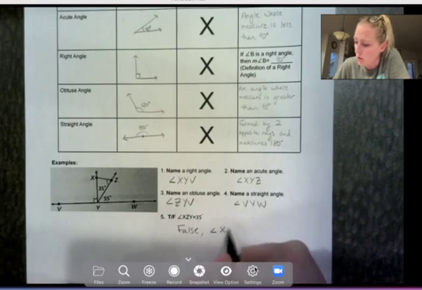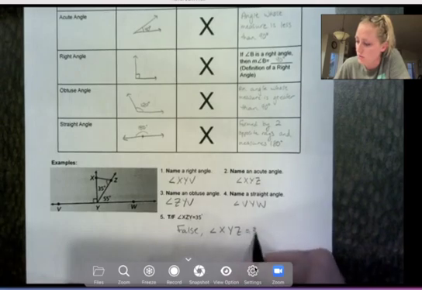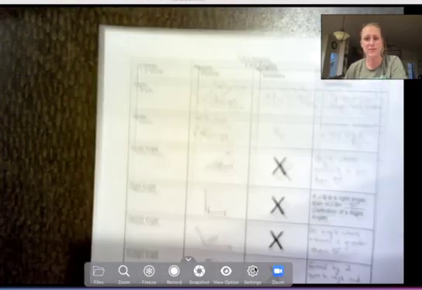Angle X, Y, Z, so notice I'm switching the Y and the Z to make it true, equals 35. Okay? All right, that's it for those examples, you guys.